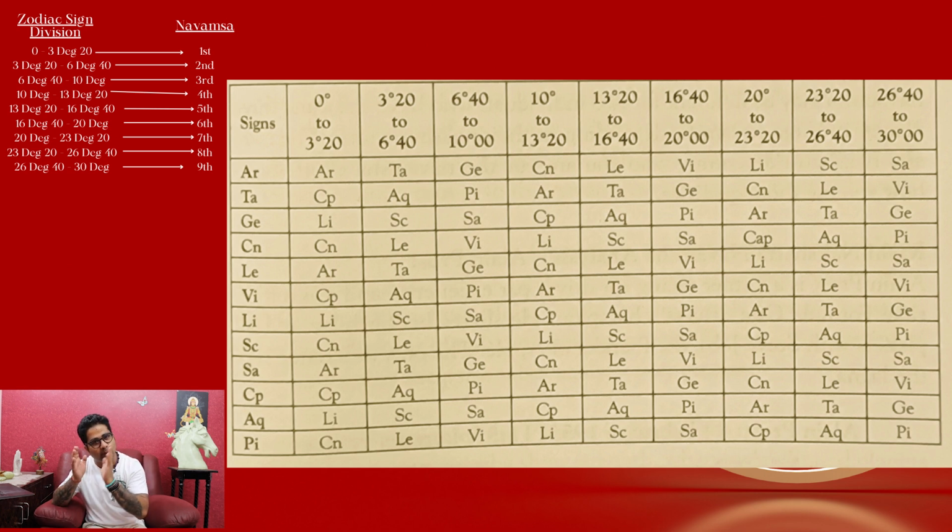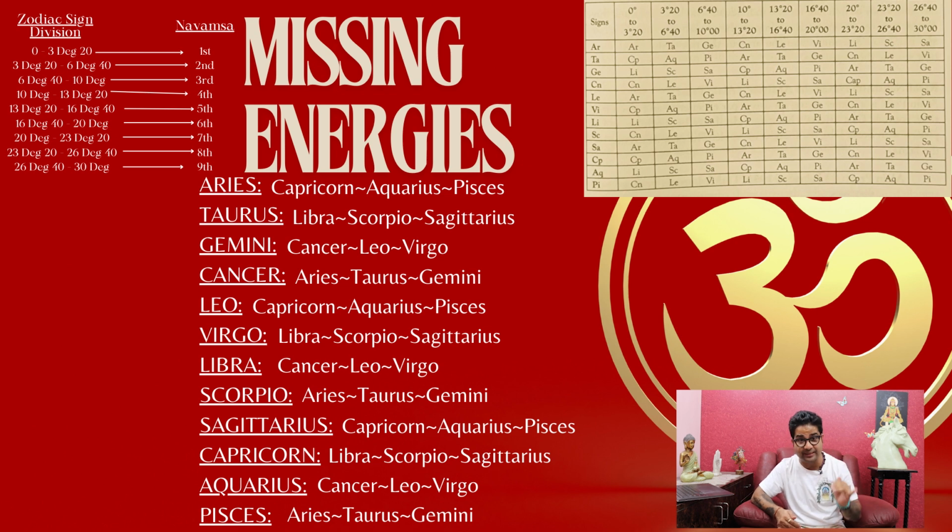So guys, now when we talk about the missing energies, looking at this chart as well, all you have to do is figure it out, and we are taking it one by one. Now you know that the 12 zodiac signs can be divided into 4 categories on the basis of the elements: fire, earth, air, and water signs. Now I will be giving you the explanation of the missing energies on the basis of the element. When we talk about the fire signs, it could be the case that Aries, Leo or Sagittarius could be your moon sign, could be your ascendant.